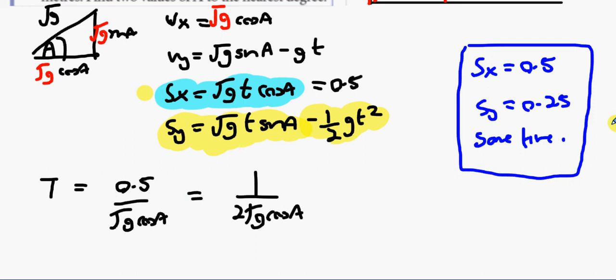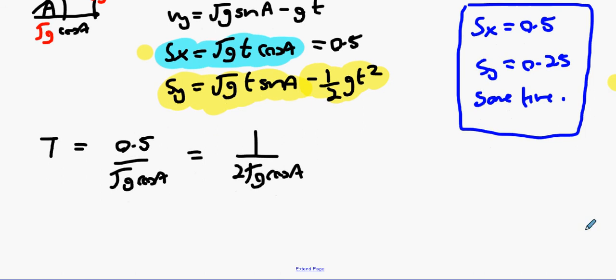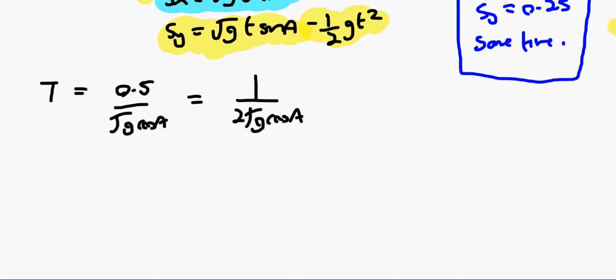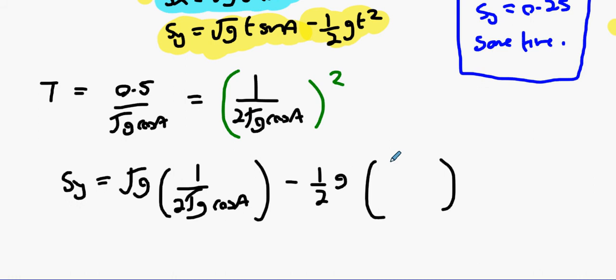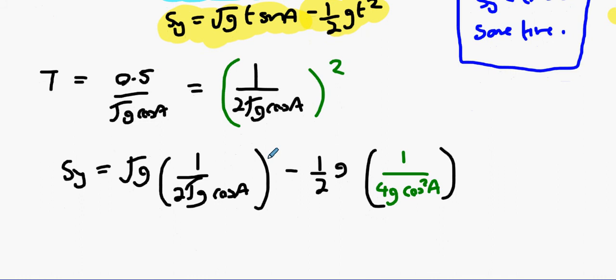Now, what am I going to do with this t value that I just learned? Yeah, sub it into the sy. So I'm going to get sy equals root g sin alpha, and then times t, which is 1 over 2 root g cos A, and then minus a half g. Now I've got to do t squared. So this thing here, I'm going to square it. And when I square it, I get 1 over 4g cos squared alpha. Did I forget a sine alpha here? I did.